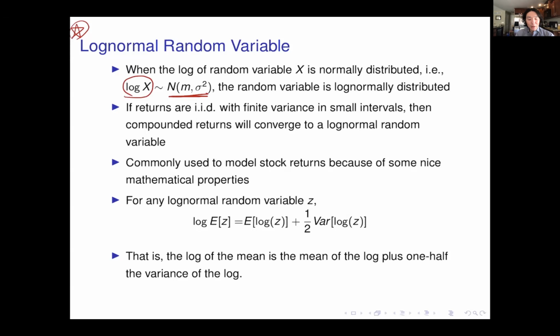So if returns are IID. What is IID? That's independent and identically distributed. So if returns are IID with finite variance in small intervals, then compounding returns will converge to a log normal random variable. We will see that later in class. It is commonly used to model stock returns because of some nice mathematical properties. What is the nicest property of the log normal random variable? It is the following.